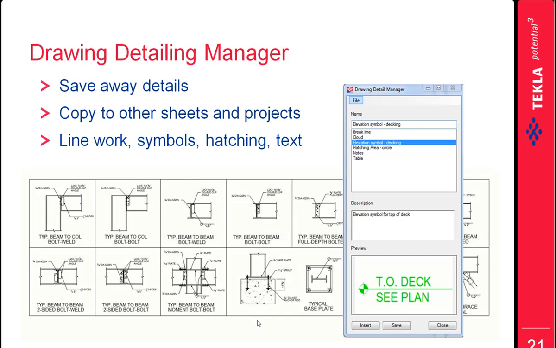The Drawing Detailing Manager is the first one. This one allows you to save away details, typical detail information or typical notes or annotation information, and reuse it on other drawing sheets and on other project drawings. The scope of it includes that you can save away line work, symbols, hatching, and the non-intelligent text information. So this complements drawing cloning, where you can clone both intelligent and non-intelligent information. This is really starting on being able to copy the non-intelligent data and reuse that information.